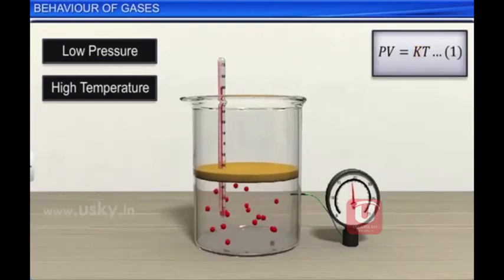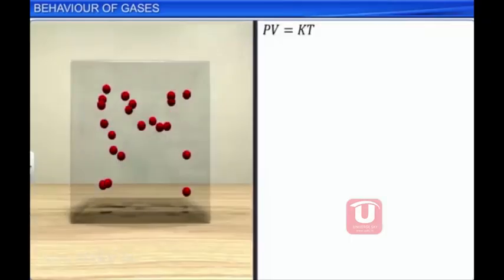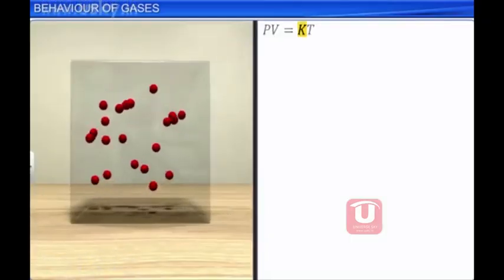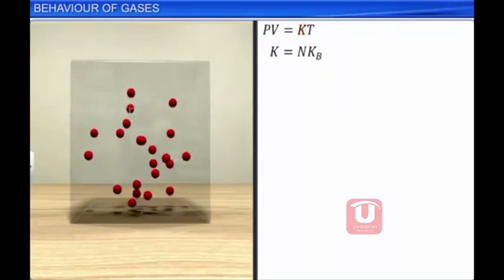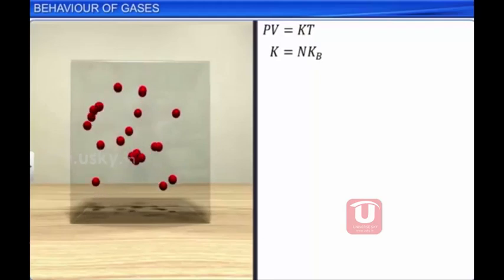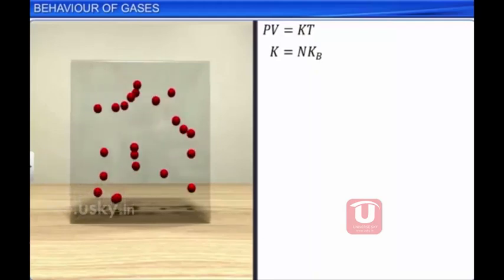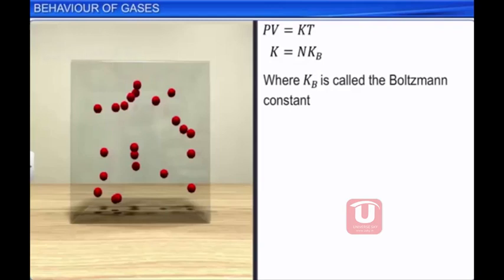For a given sample of gas, K is constant and can be written as K = N Kb, where N is the number of molecules in the given sample. From observation during various experiments, it is clear that the value of Kb is constant for all gases and is called the Boltzmann constant. Its value is 1.38 × 10^-23 joules per Kelvin.